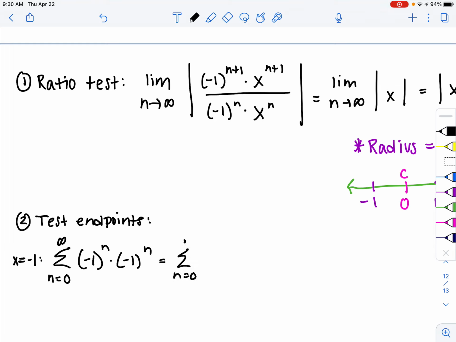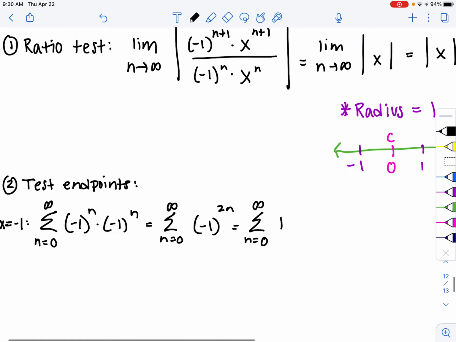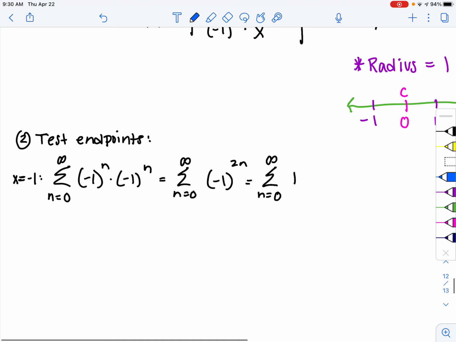Right, and if I have negative 1 to the n times negative 1 to the n, exponent rules tell me that's 2n. Right, and 2n is always even, and negative 1 raised to an even power is always positive. Right, so I'm really just adding up 1 an infinite number of times. So this diverges by the nth term test because the limit of 1 as n goes to infinity is 1, which is not 0.